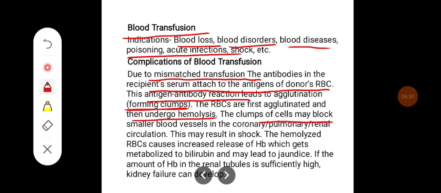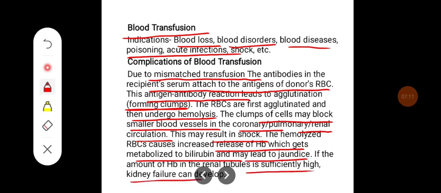The clumps of cells may block smaller blood vessels in the coronary, pulmonary, and renal circulation. This may result in shock. The hemolyzed RBCs cause an increase in the release of hemoglobin, which gets metabolized to bilirubin and may lead to jaundice. If the amount of hemoglobin in the renal tubules is sufficiently high, kidney failure can develop.